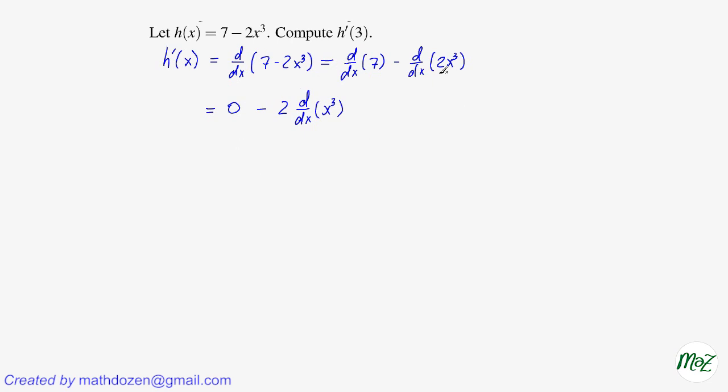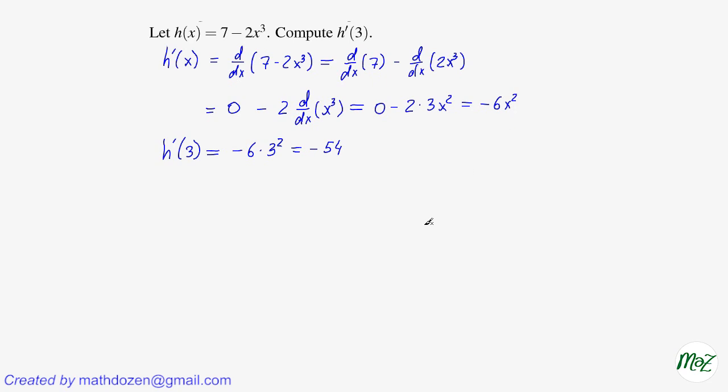In the second term, the 2 in front of x cubed can be factored out by the constant multiple rule. And we get minus 2 times the derivative of x cubed. After that we get 0 for the first term, minus 2 times 3x squared, that's the derivative of x cubed. 3 comes down and you decrease 3 by 1. And that's the final result, negative 6x squared. That's the formula for the derivative of h.